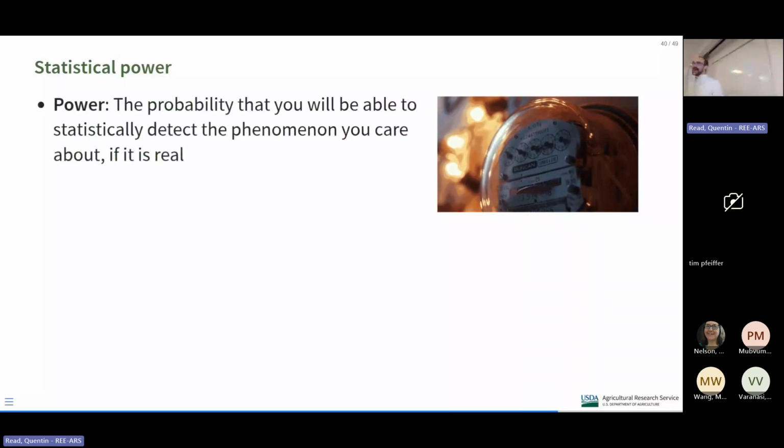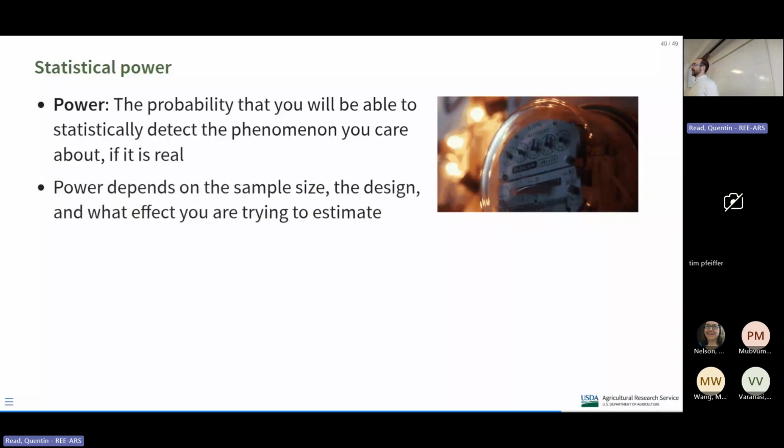So yeah, the power is the probability that you will be able to statistically detect some phenomenon that you care about if it is real. So if that effect truly exists, how likely are we with a given setup to detect that, like to get a statistically significant effect. And it depends obviously on sample size. The more replicates, the more power, and what effect it is that we're trying to estimate.